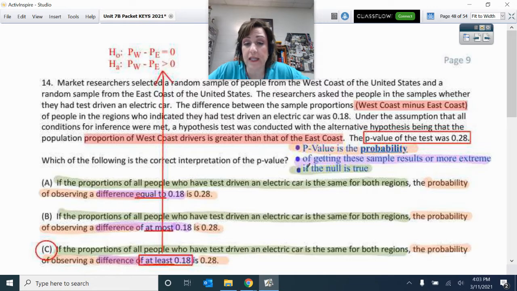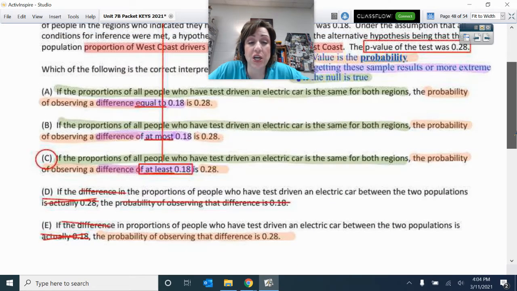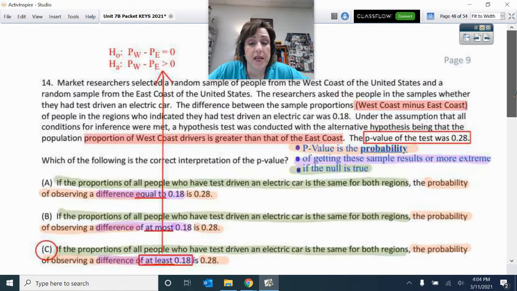I have highlighted in green "if the null is true." So I'm looking for the words that say what I've highlighted in green here: if the proportions of all people who test-driven an electric car is the same for both regions. The difference is p_W = p_E. Okay, so answer choices A, B, and C all have that if the null is true. D and E don't, so they're out.